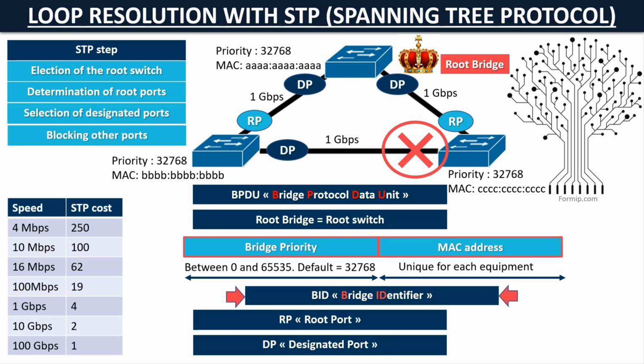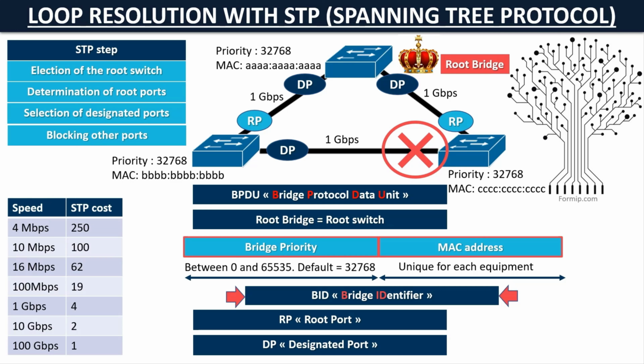We know that the spanning tree algorithm operates in several phases. First, it will elect the root switch. Then it will determine the root ports of each switch. Then it will select the designated ports on each segment. And finally, it will block the other ports to avoid loops.